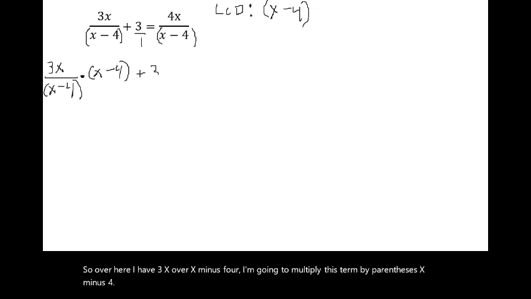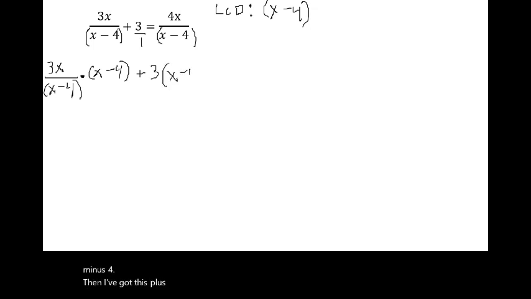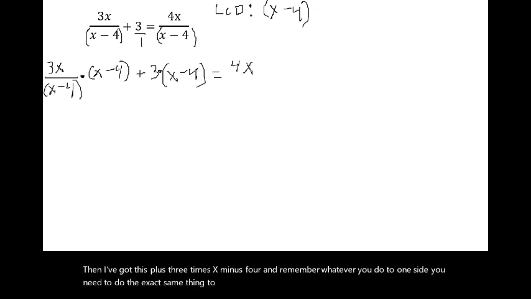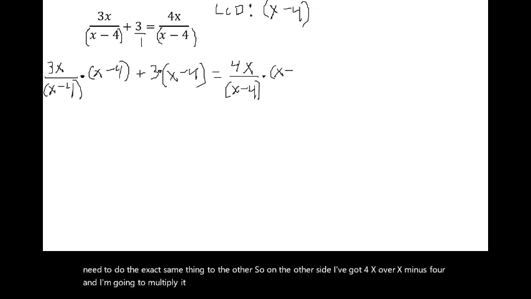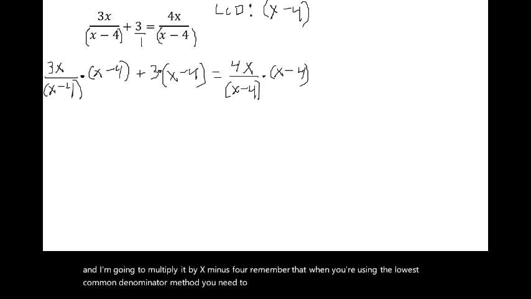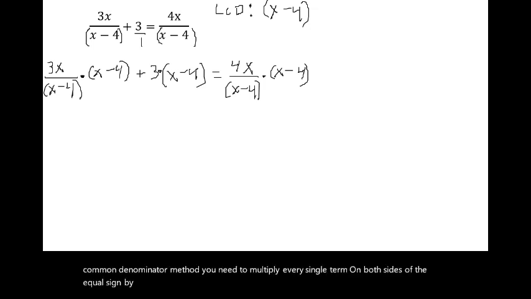Then I've got this plus 3 times x minus 4. And remember, whatever you do to one side, you need to do the exact same thing to the other. So on the other side, I've got 4x over x minus 4, and I'm going to multiply it by x minus 4. Remember that when you're using the lowest common denominator method, you need to multiply every single term on both sides of the equal sign by your lowest common denominator.